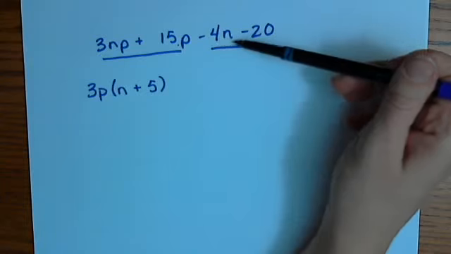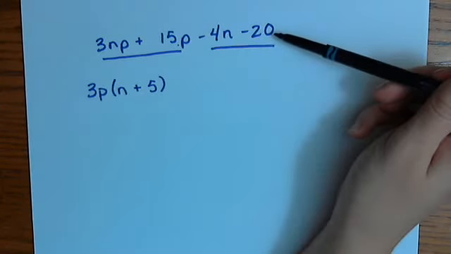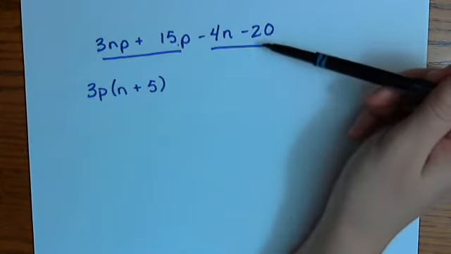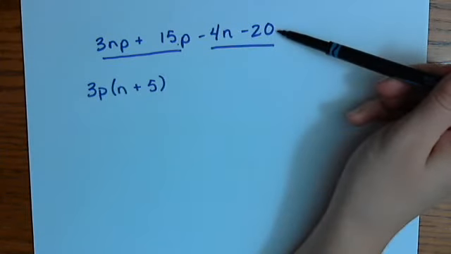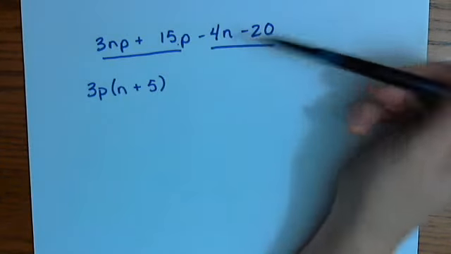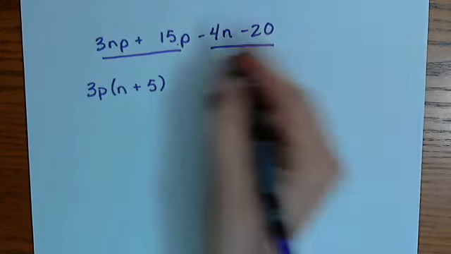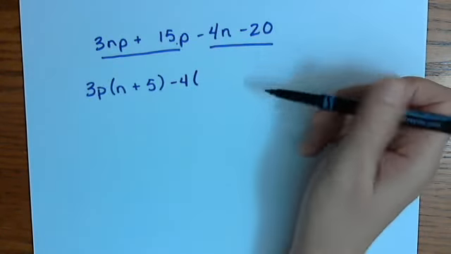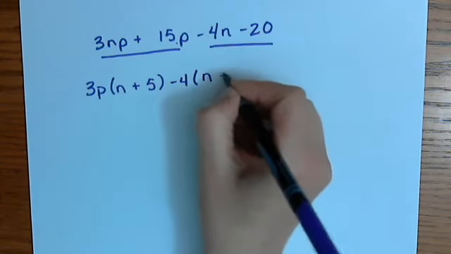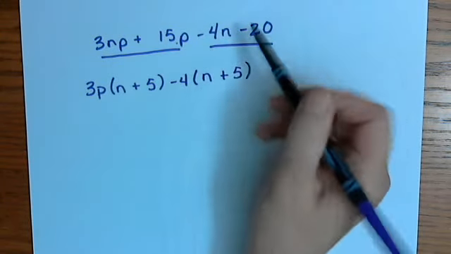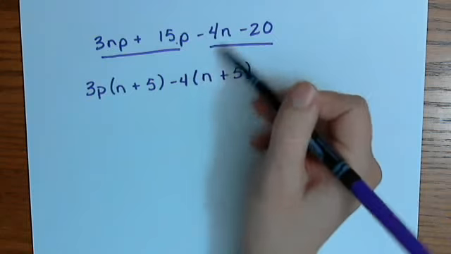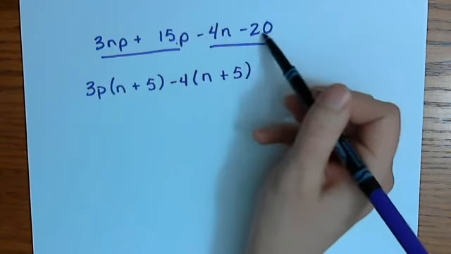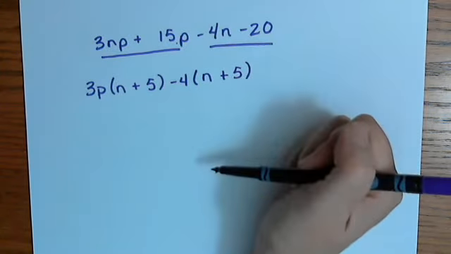Now we look at the second 2 terms. We have a negative 4n minus 20. So we can look and see what's common. You could say what's common is 4, or you could say what's common is a negative 4. In this case, because they're both negative and I like to keep things positive, I'm going to take out a negative 4, because that makes both of my terms here positive. So that's going to be n plus 5. If I divide this by negative 4, I'm left with n. If I divide this by a negative 4, I'm left with a positive 5.